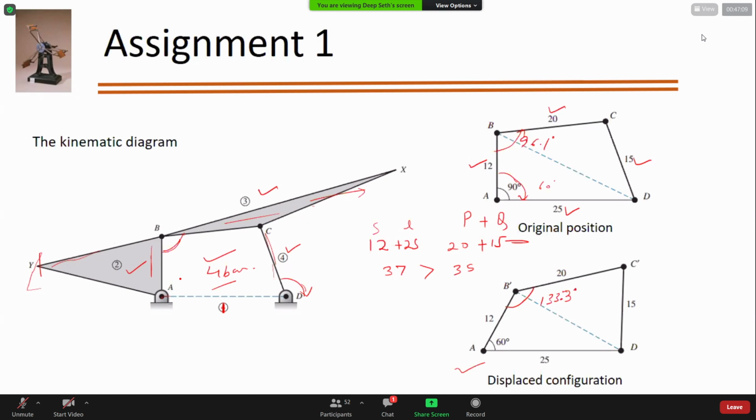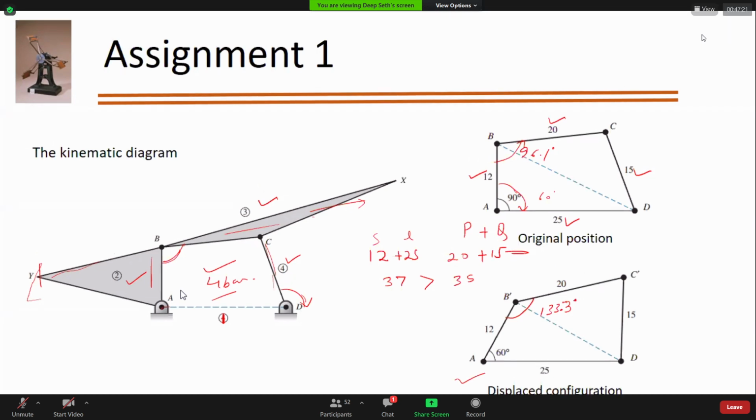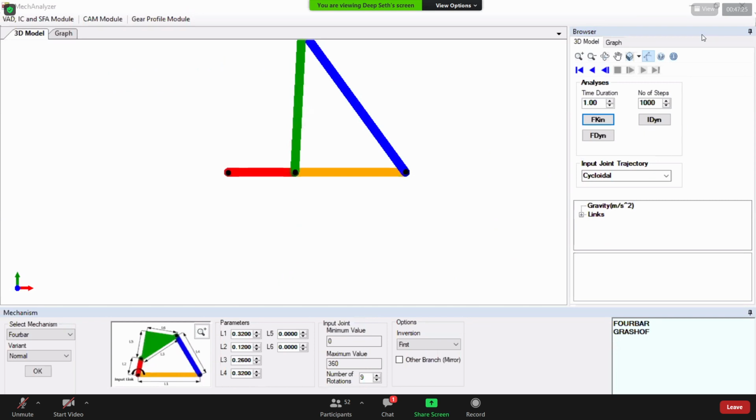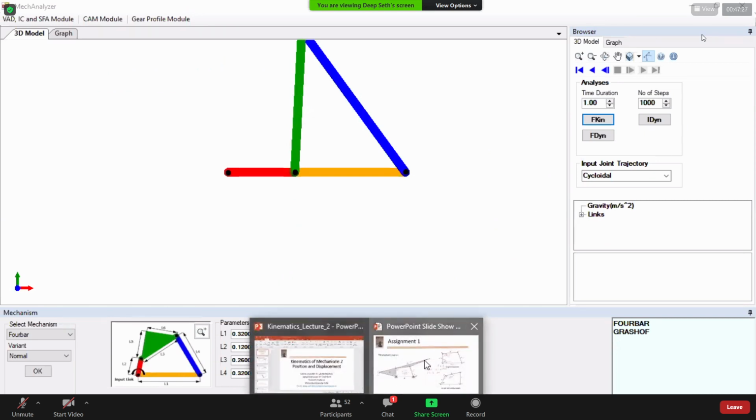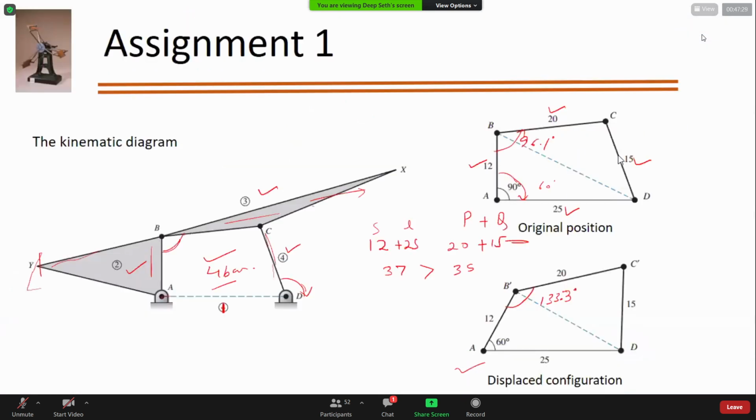So what we will do, let's check this example in our Mech Analyzer software. That will be good. Let me just share my screen for Mech Analyzer. So what we actually have is 12, 25, 20 and 15. Okay. So 25 is here, 12, 20 and 15. So let's try it.